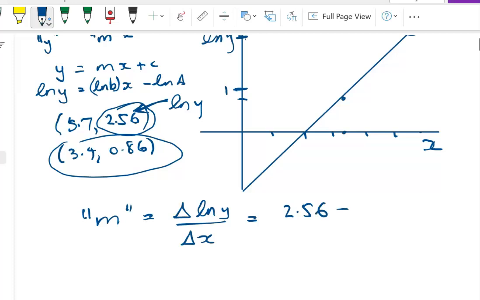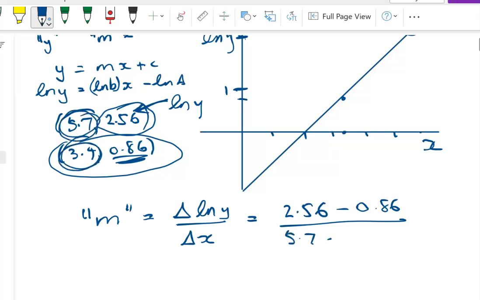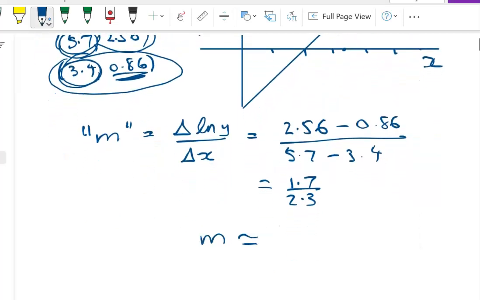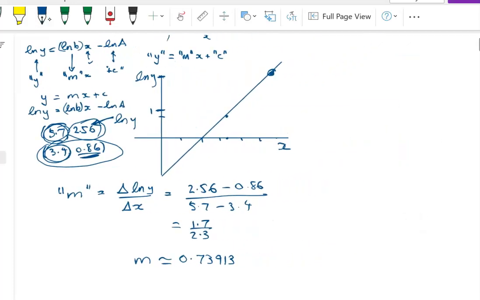So the change in the natural log of y is 2.56 minus 0.86, and the change in the x values is coming from here, so it's going to be 5.7 minus 3.4. So we get 1.7 over 2.3, and that gives me m of roughly 0.73913. And if you're looking at our graph, that looks about right.